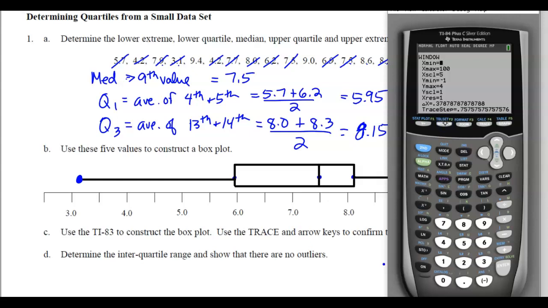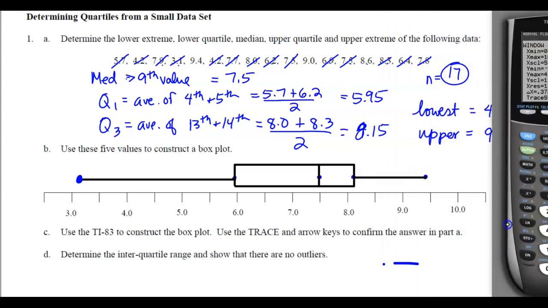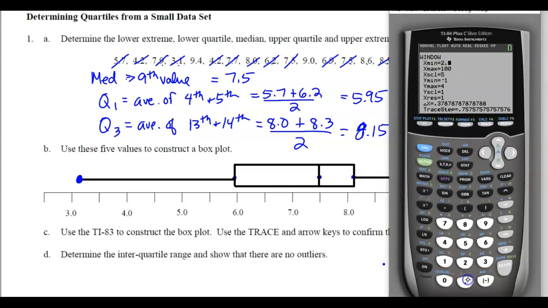So let's go from, let's see, that goes from 2.5 to 10.5, and it goes up by 0.5s. And then remember, for the y's, it doesn't really matter much, if at all. So there, if I graph, now you can see. Okay, and you can trace through that. So trace will go minimum, cursor to the right to the Q1, median, Q3, maximum.